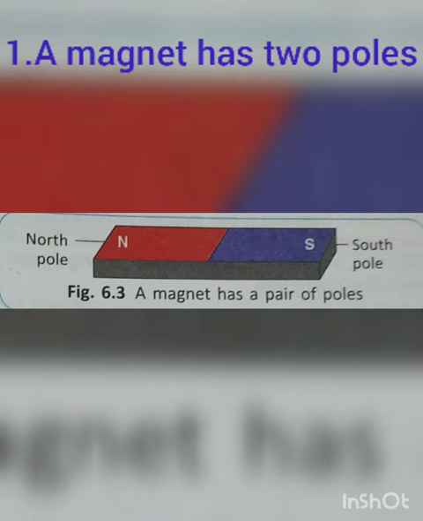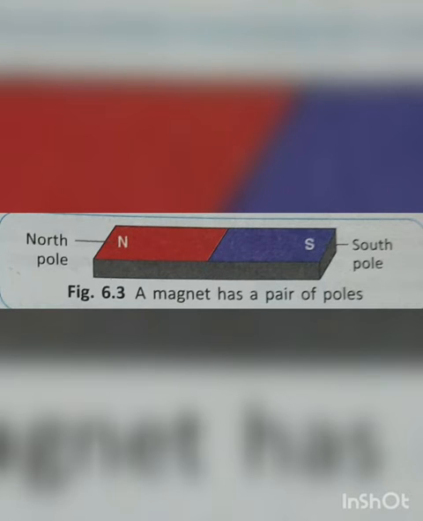Each magnet has two poles, that is north and south pole, located at the two ends of the magnet, and these poles are more powerful than the center of the magnet. As you move towards the center, the magnetic power decreases and becomes negligible at the center. But as we move towards the poles, the magnetic power increases. All of you clear? Let's do an activity.